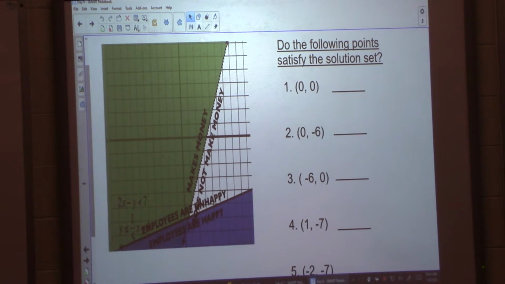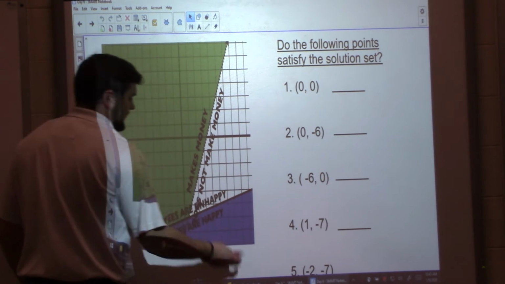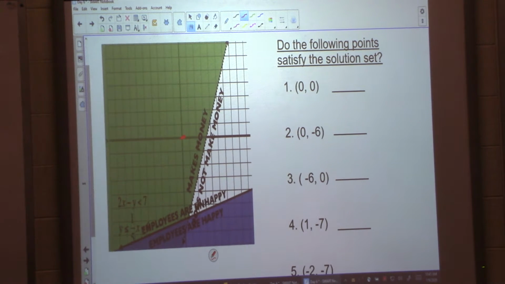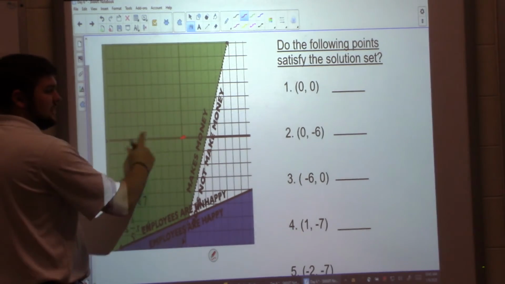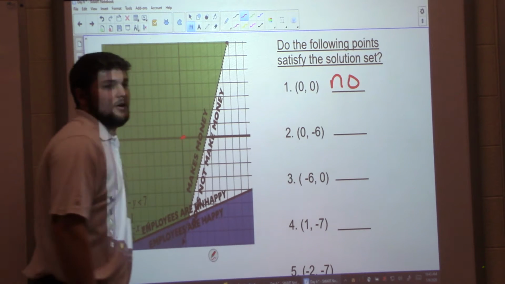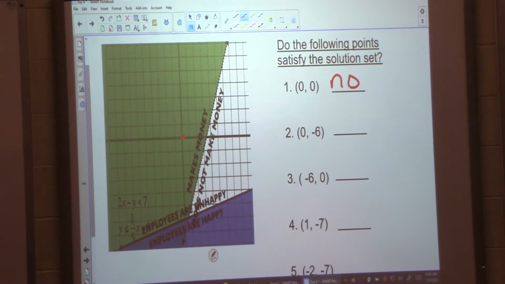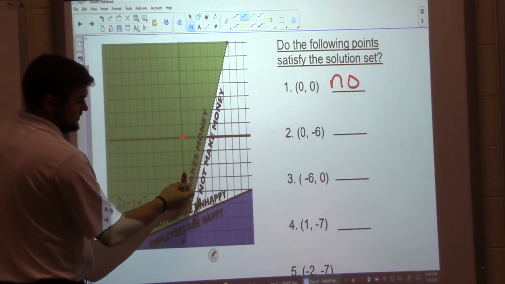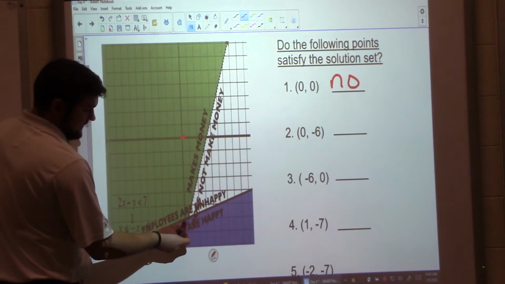Now, in your paper, it's a lot harder to see, so if you want to look up on my board, you can. If I look at 0, 0, it's right here. Is that a solution to this set? It's in the green, but it's not in the blue. It's got to be in both, right? So no. What about 0, -6? So down 1, 2, 3, 4, 5, 6.